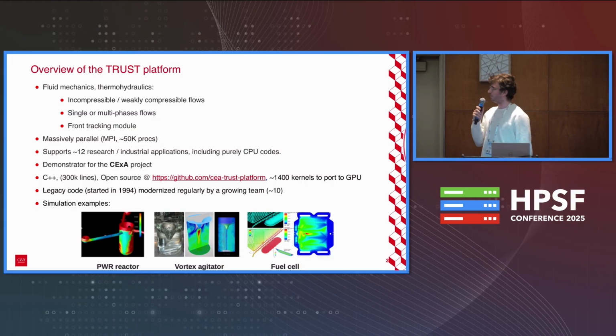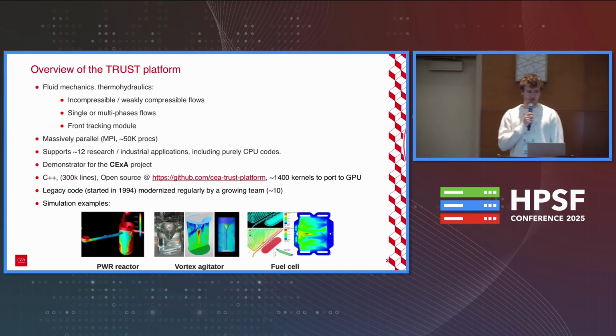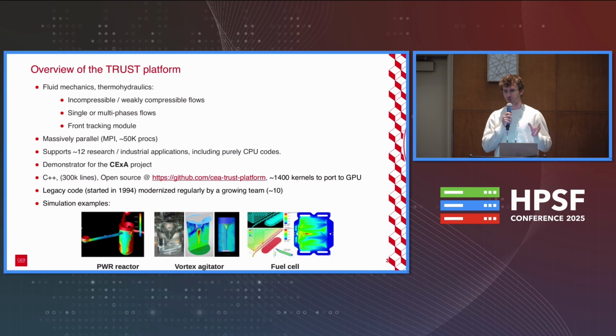So what is the Trust platform? It's a fluid mechanics, thermohydraulics simulation code which handles incompressible and weakly-compressible flows, single and multi-phase flows, and also has a front tracking module. It's massively parallel, thanks to MPI, and was scaled to 50,000 CPU procs before. It supports 12 research and industrial applications of different scales, including purely CPU ones. So it's also important for us to keep the good CPU performances because many codes are based on Trust.